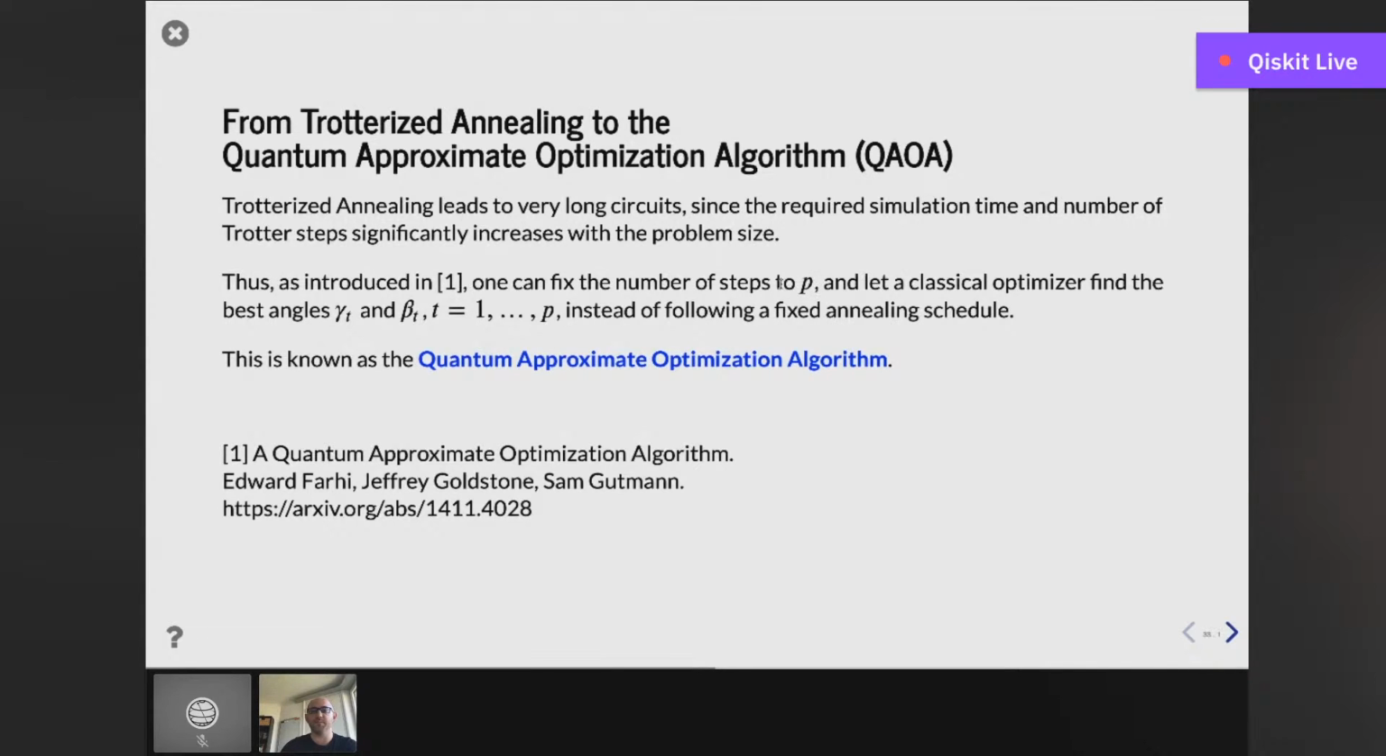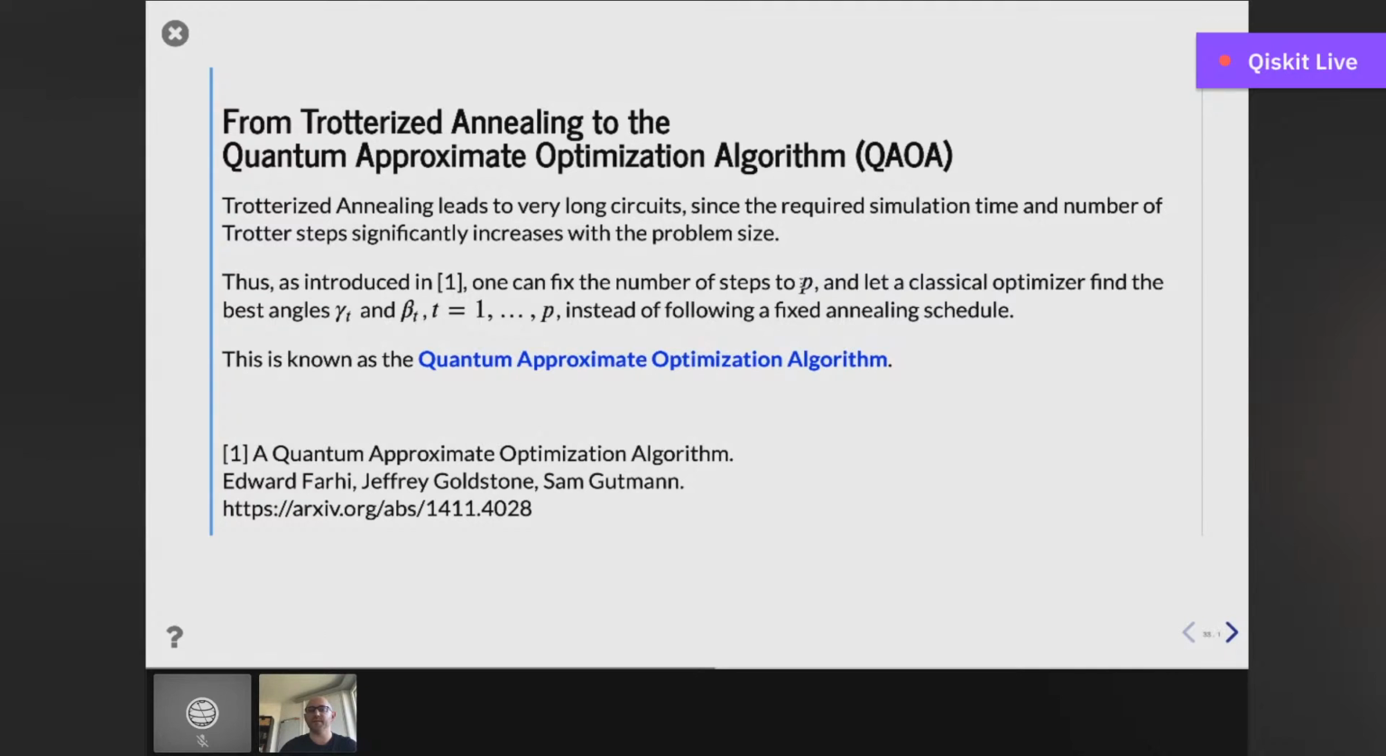just restrict this number of steps to some given number p. How to choose this, and for which problems you might choose this constant, and so on, is actually still not fully understood, except for some special cases, and is still an open question. So we won't address that here.